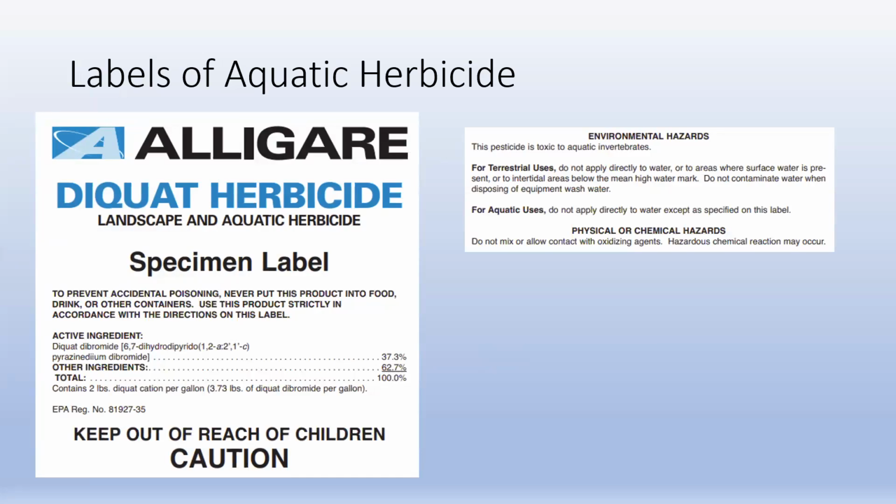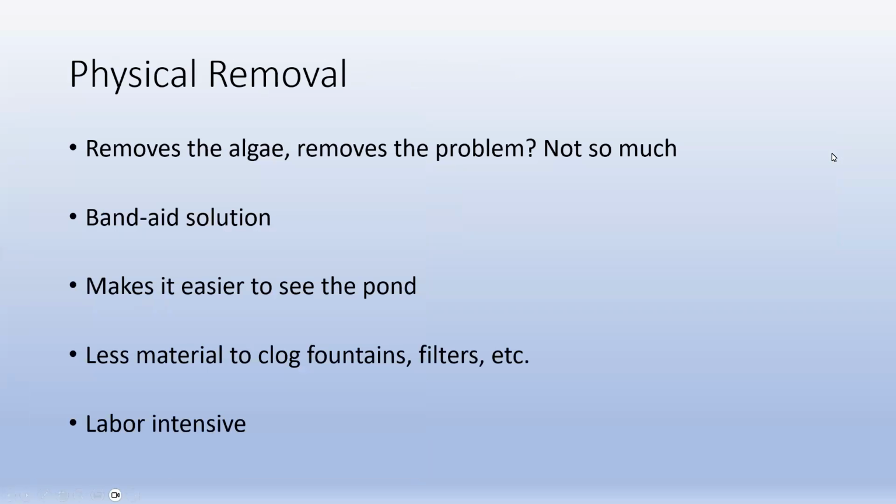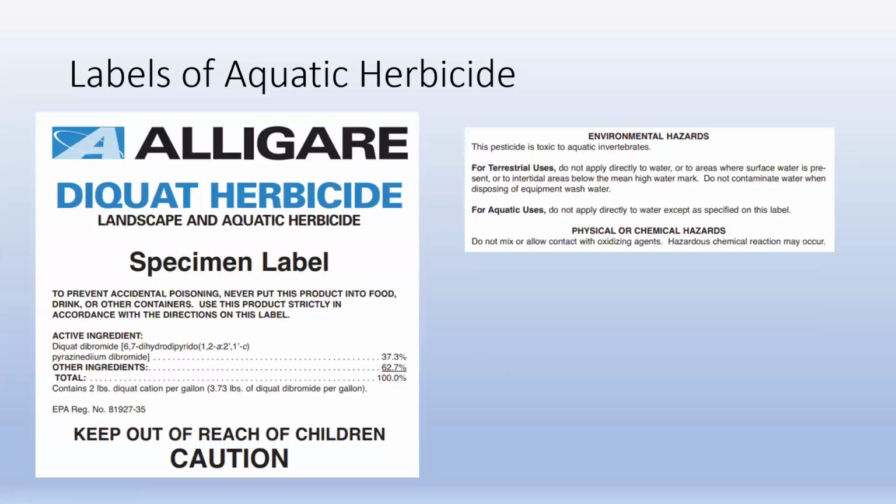Now you can use certain kinds of chemicals. I've not sprayed this before. This is just an example of a chemical that I've read some places will use. So going back to it, you want to make sure that you read this label fully. You'll see keep out of reach of children, caution, very, very important. And if you look at this label, it's going to emphasize some of these environmental hazards. It goes without saying that certain things for aquatic uses do not apply directly to water except as specified on this label.